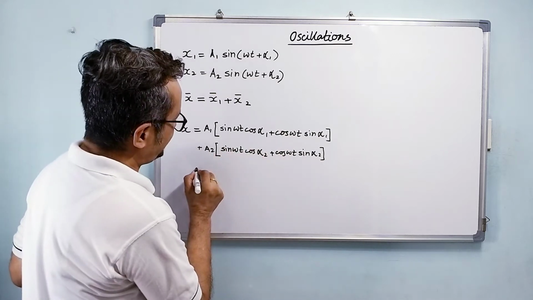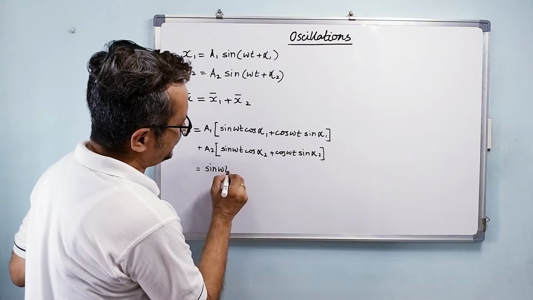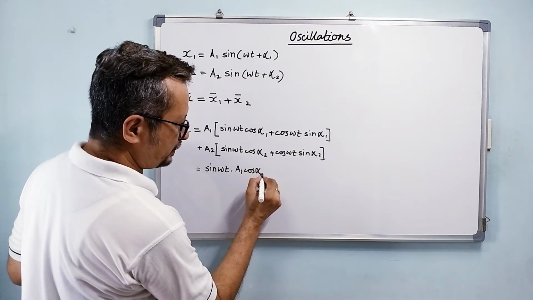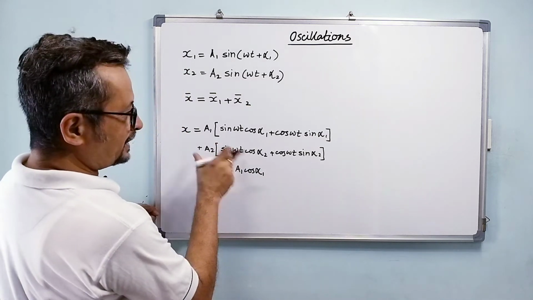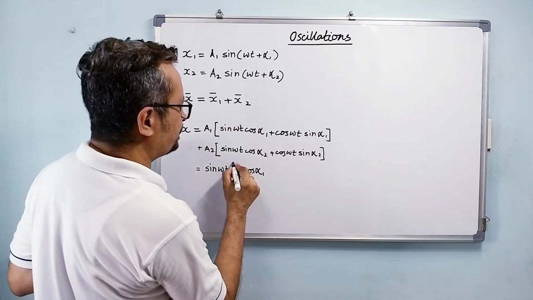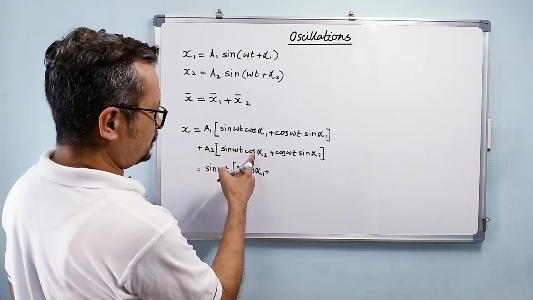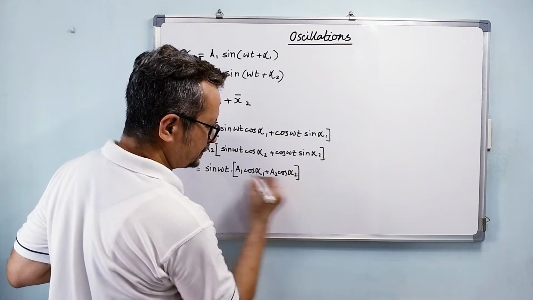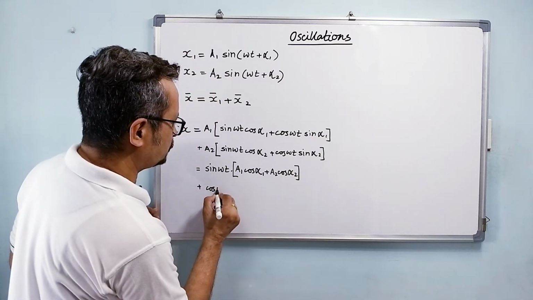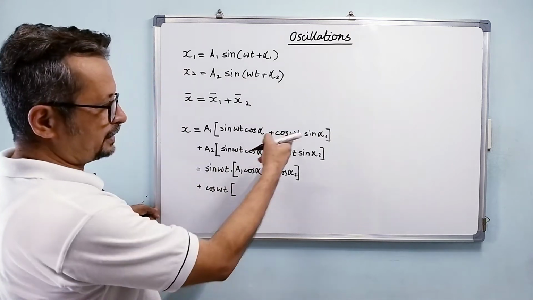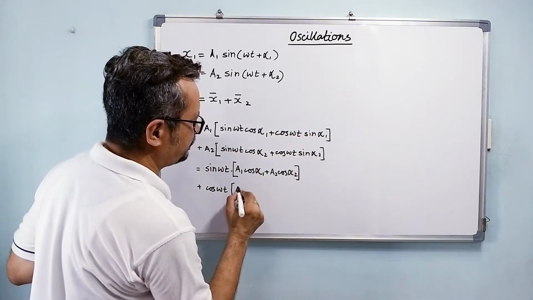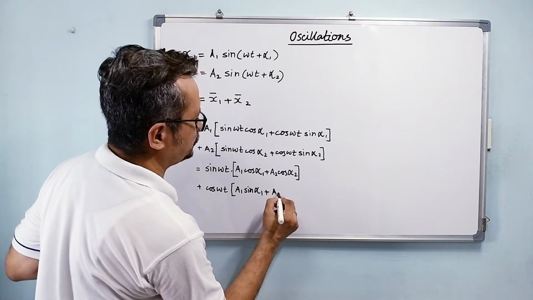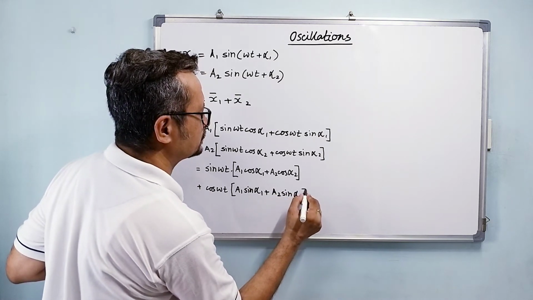So that makes it sin ωt into (A1 cos α1 + A2 cos α2), since I'm taking sin ωt common between these two, plus cos ωt, and then these I'll take outside, (A1 sin α1 + A2 sin α2).